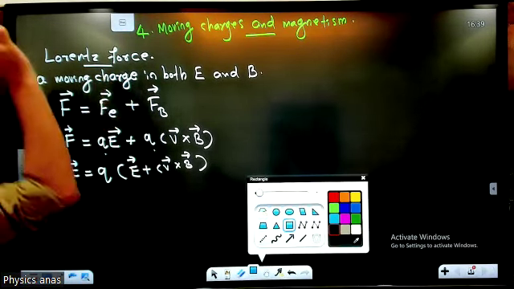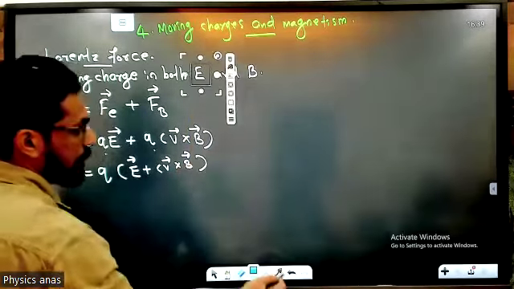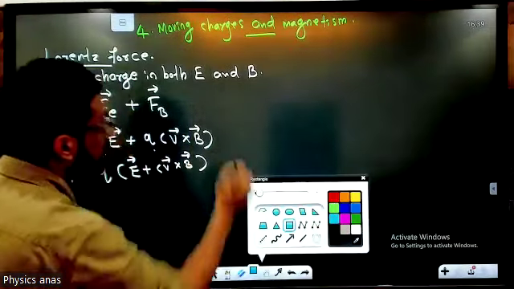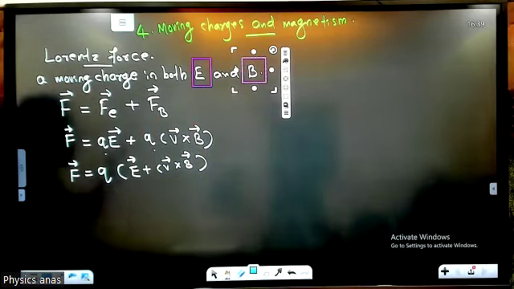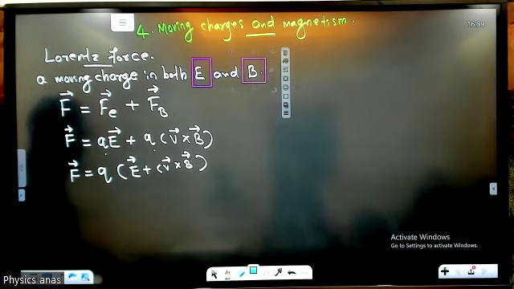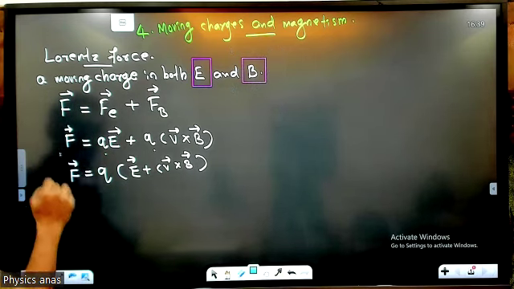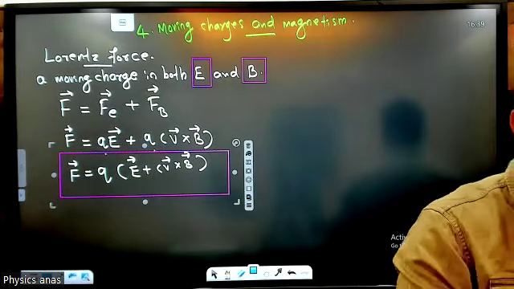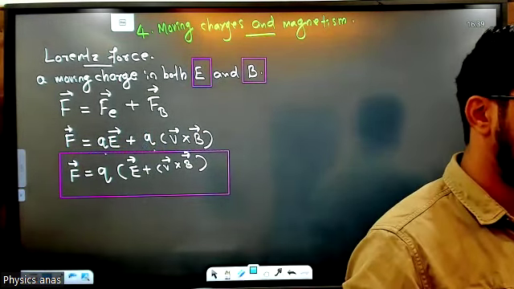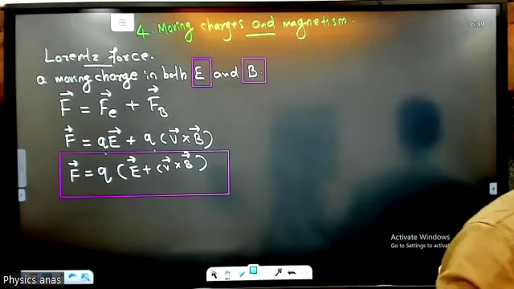This is now the equation, and this equation is for the total force acting on a charge which is moving in both electric field and magnetic field. That force is called the total Lorentz force. Did you understand? You can write it.